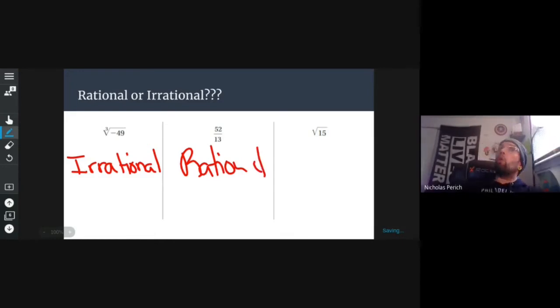Do you know the square root of 15? Nope. I know the square root of 16 is 4, but I don't know what the square root of 15 is. That's irrational. Square root of 15.